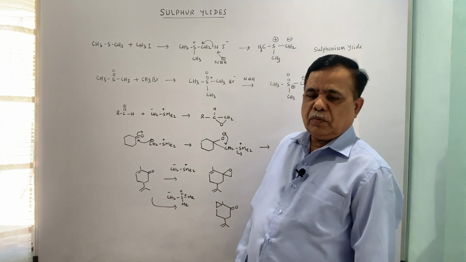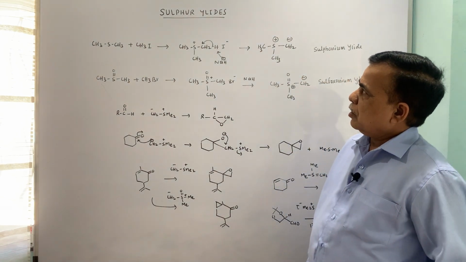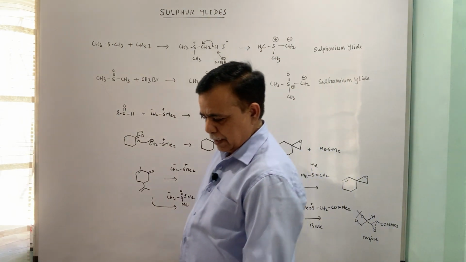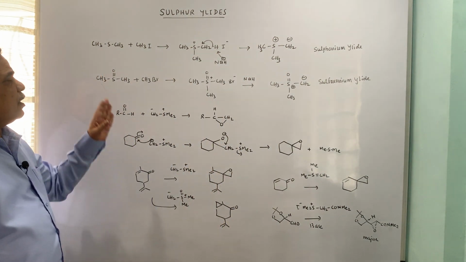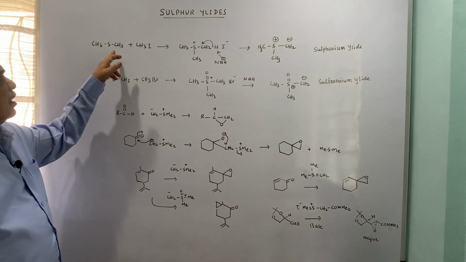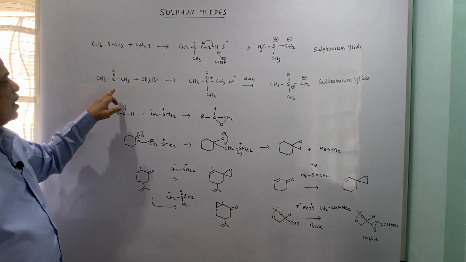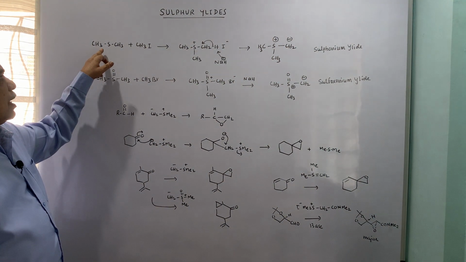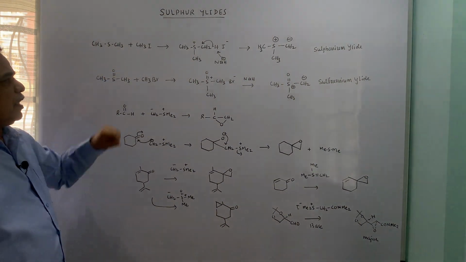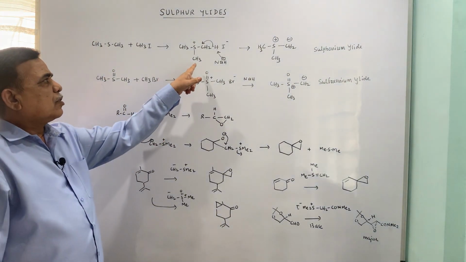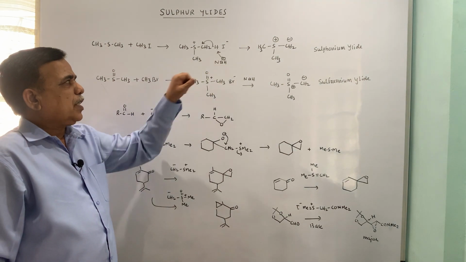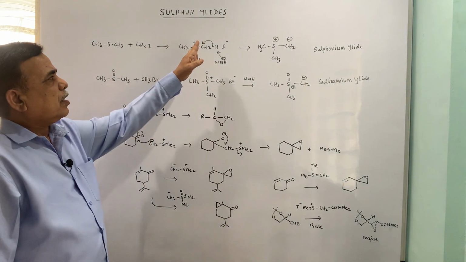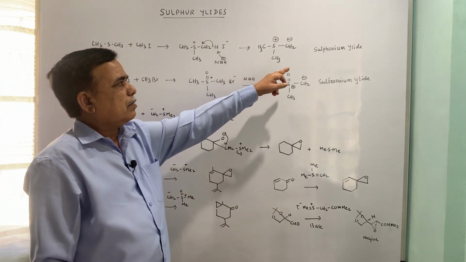And welcome to the lecture on sulfur ylides. So there are two types of sulfur ylides, where sulfide is used and sulfoxide is used. So dimethyl sulfide, when treated with methyl iodide, gives this salt. Now on treatment with base like sodium hydride, you abstract the proton, you get sulfur ylide.